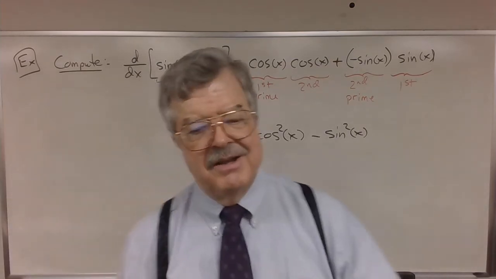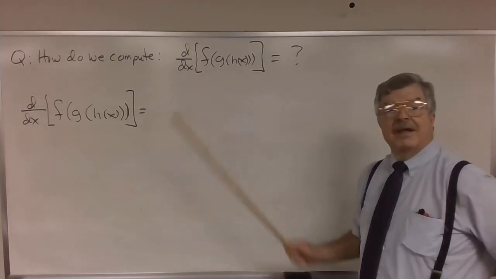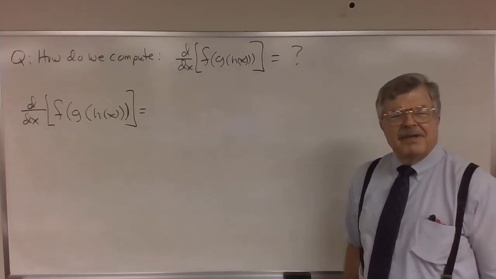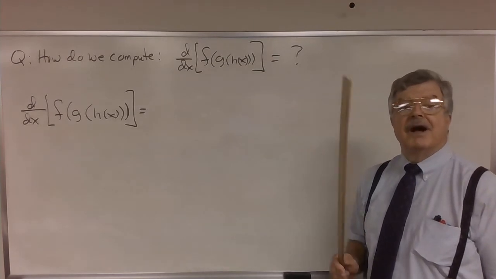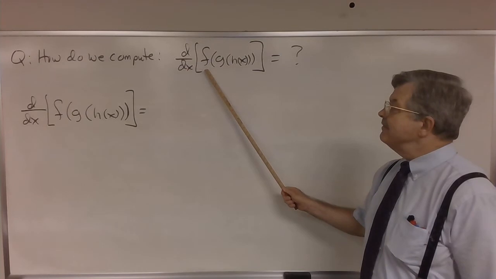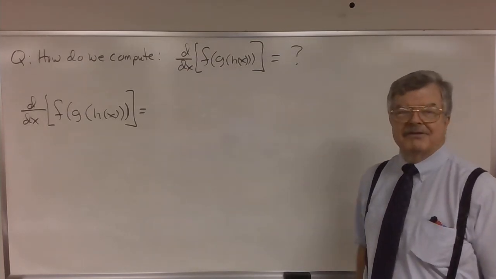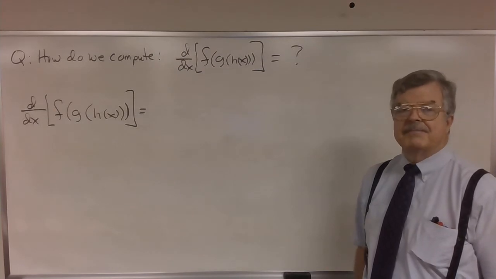More exercises. What happens if we have the composition of three functions? F evaluated at g, evaluated at h of x. How do we do that?